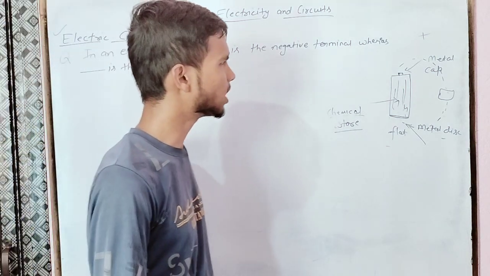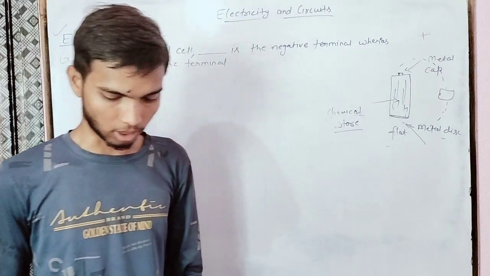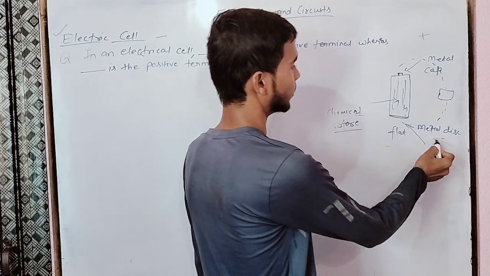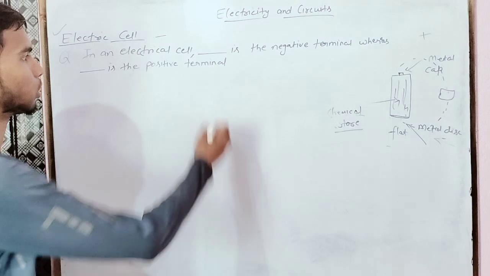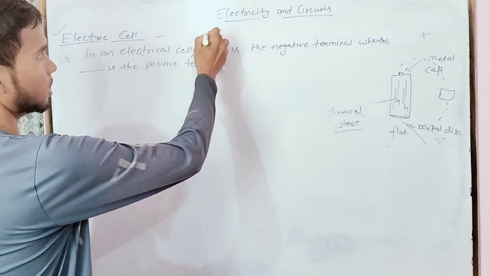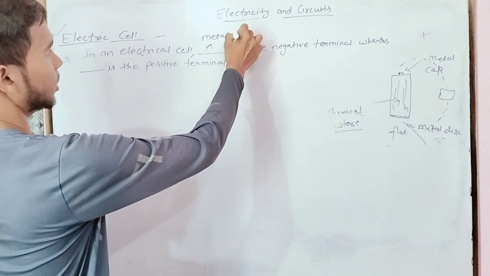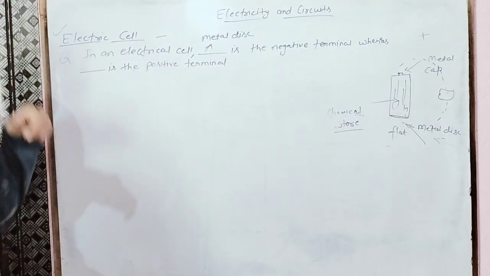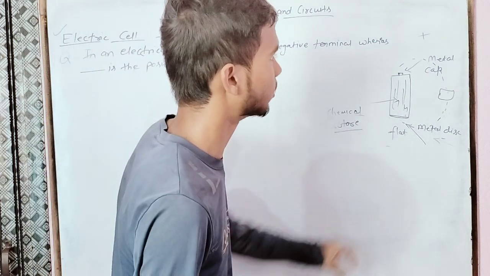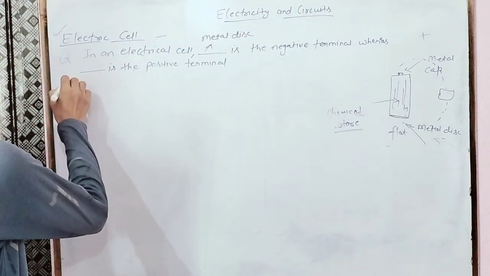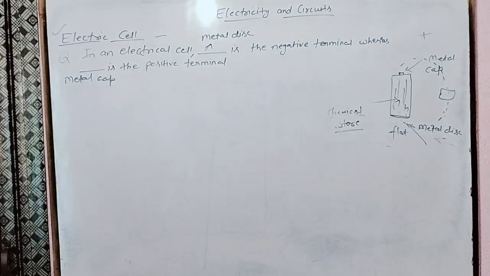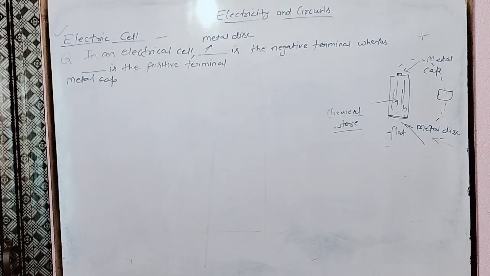So here you can see where the negative terminal is. You have to identify where the negative terminal is. Here you can see the metal disc is the negative terminal. So you would say this is the metal disc. In an electric cell, the metal disc is the negative terminal, and the positive terminal is the metal cap. So you would say this is the metal cap. Okay, the metal cap is the positive terminal. So that's how you will fill it in.